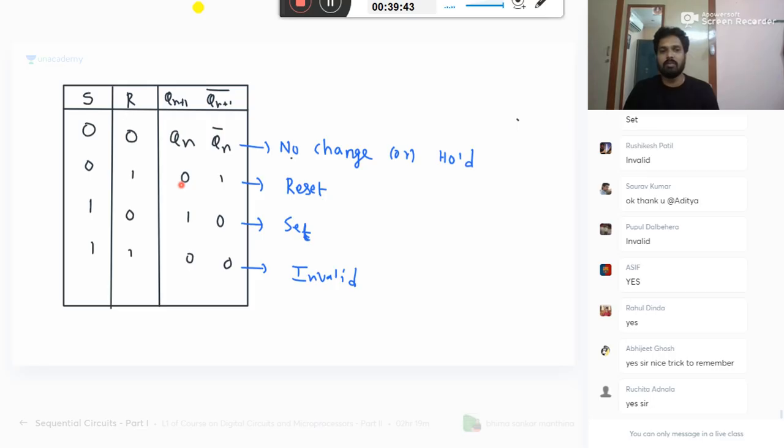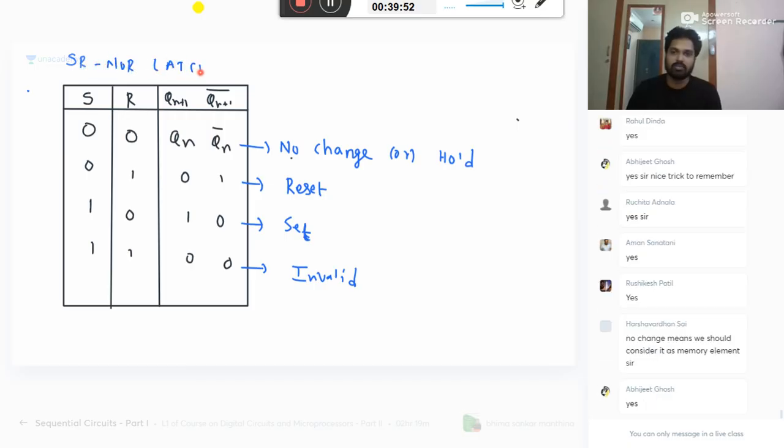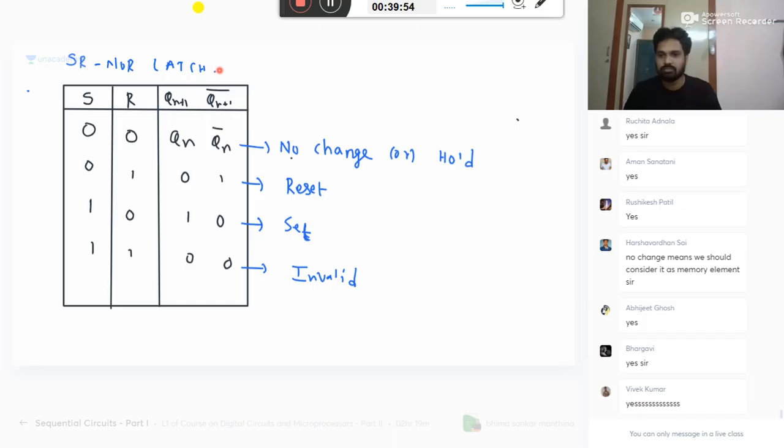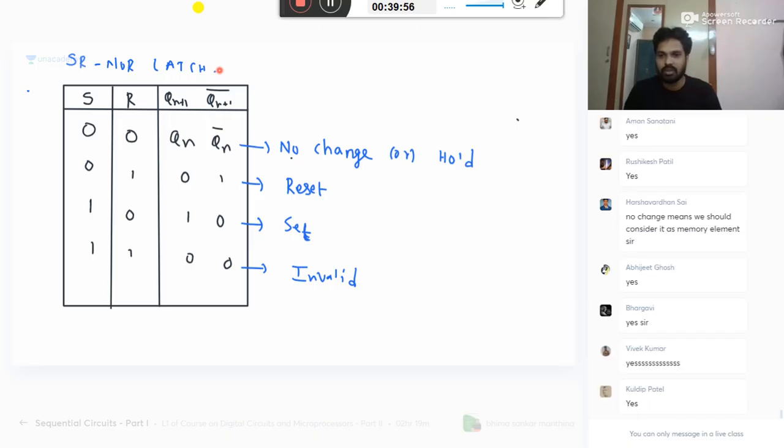Okay, now I hope everybody understands the NOR latch. Yes or no? Any single doubt, please ask. Happily, I can explain to you. Yes, Harshvardhan.